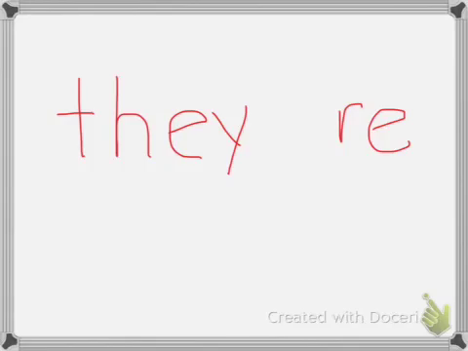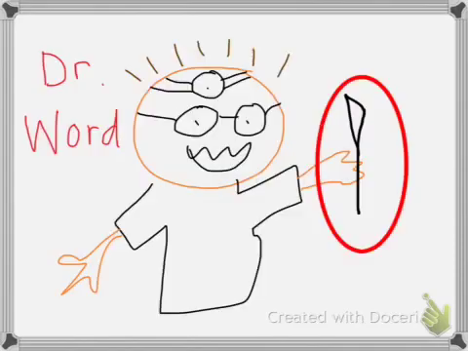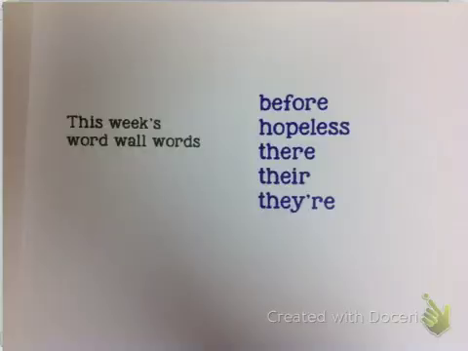And then when he wants to stitch the words back together, he puts in a stitch, otherwise known as an apostrophe, and then those two words are joined together. They are becomes they're. All thanks to Dr. Word. He forms contractions using surgery. So these are this week's words: before, hopeless, there, their, and they're.